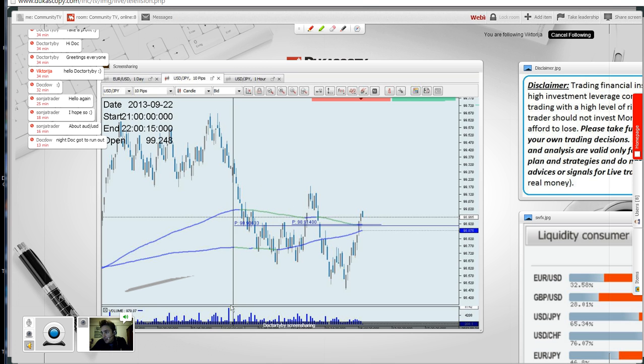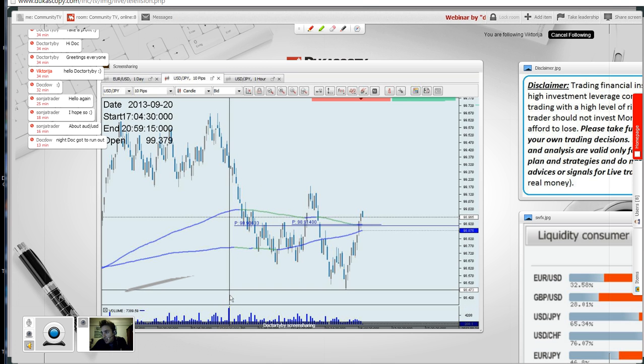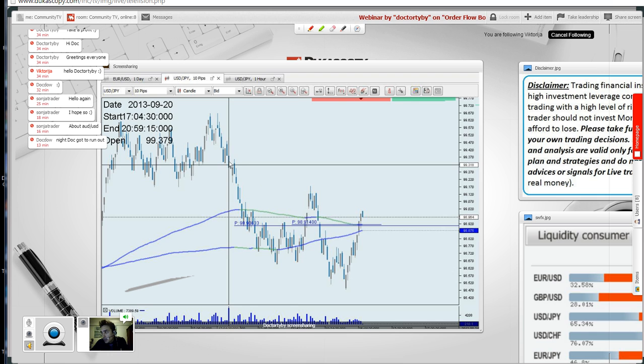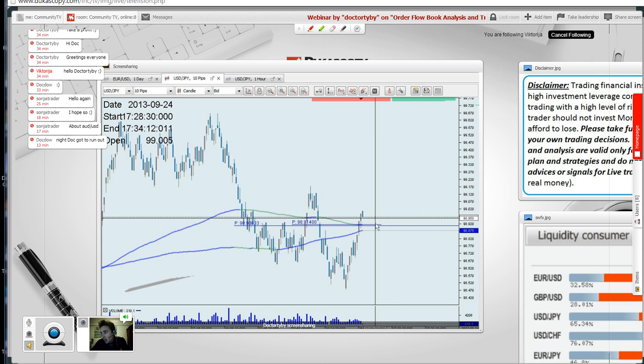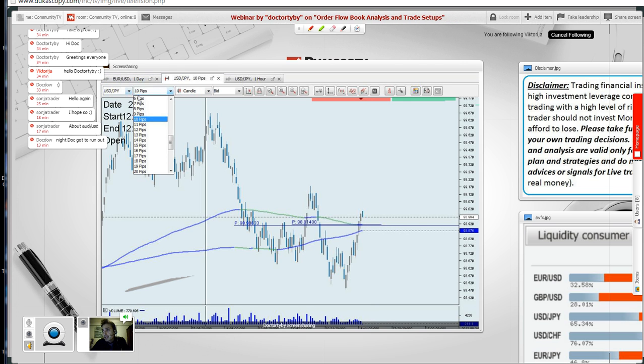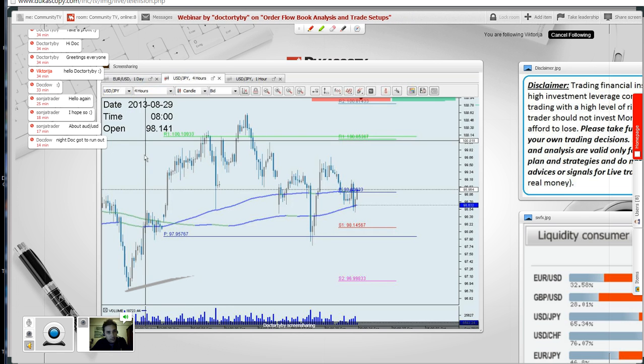On the 10 pips, we have a bearish signal from 99.40, 99.30 that is already priced in, but I don't see any bullish signal. So here the highest probability remains to the downside, back to 98.50, 98 area. Okay, let's see on Great Britain pound. At any time, if you have questions or comments, fill them out in the chat section.